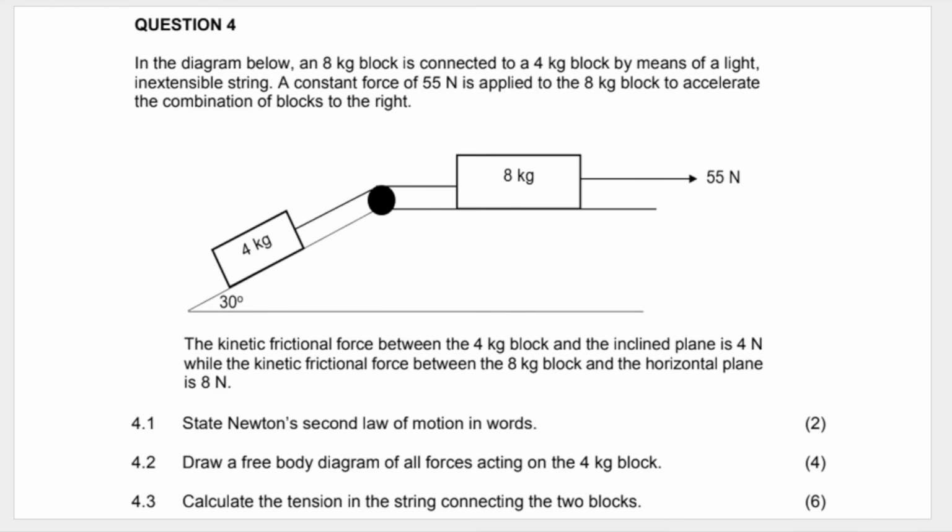In today's video, we will be looking at an exam question, a past paper question based on Newton's second law and using simultaneous equations. You can see the question on the screen. Let's read it and let's get on with the question.